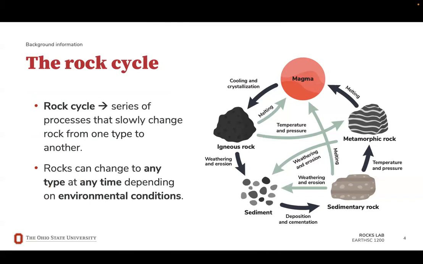Rocks are created through a variety of processes involving the workings of the rock cycle. The rock cycle is defined as the series of processes that slowly change rocks from one type to another. It's important to remember that there is no beginning or ending point to the rock cycle. Rocks can change to any type at any time, depending on environmental conditions.